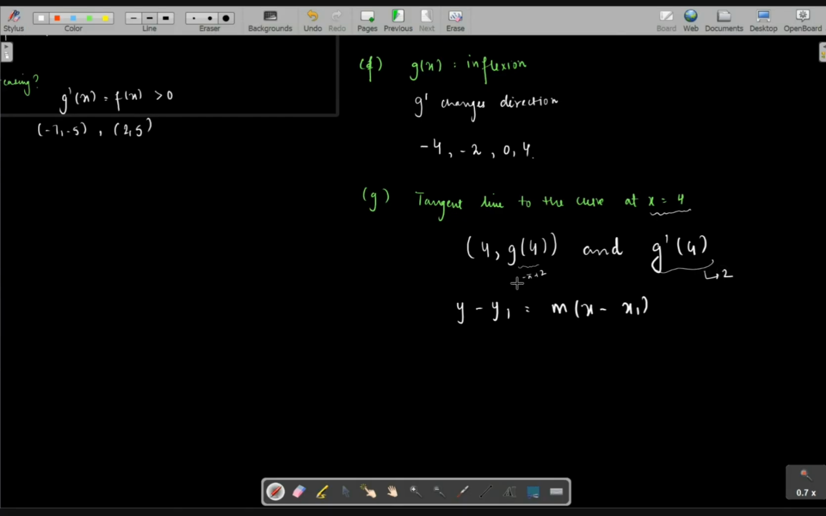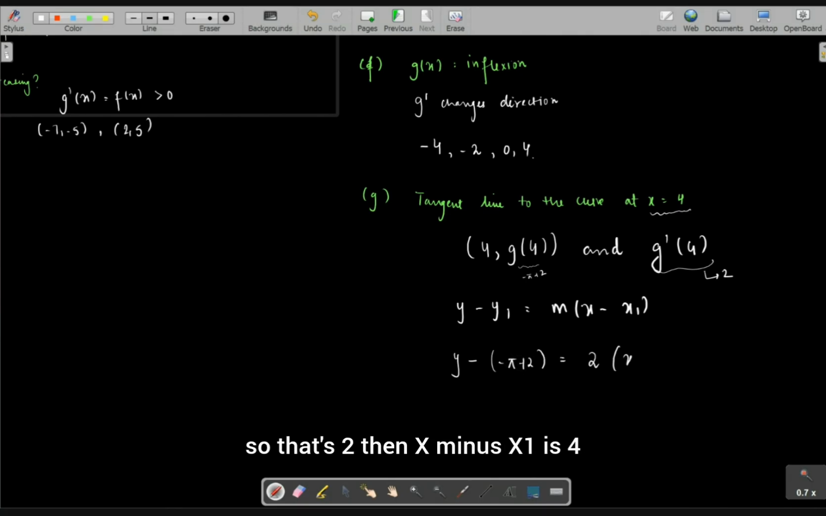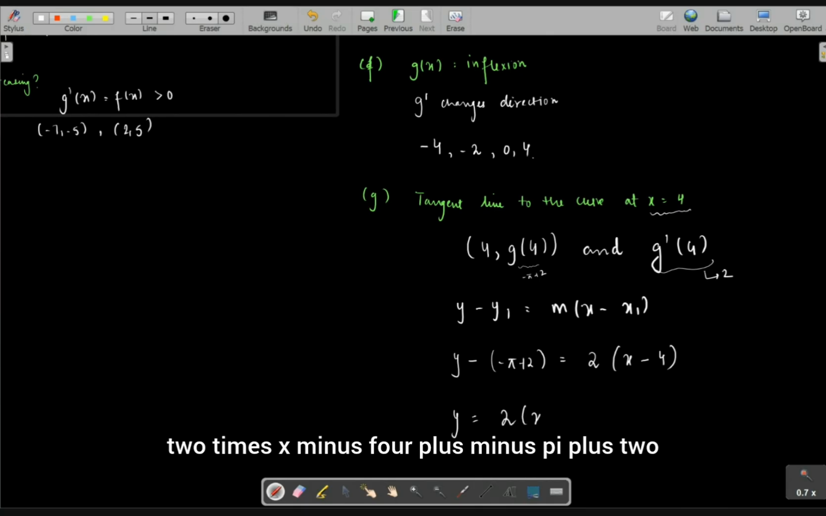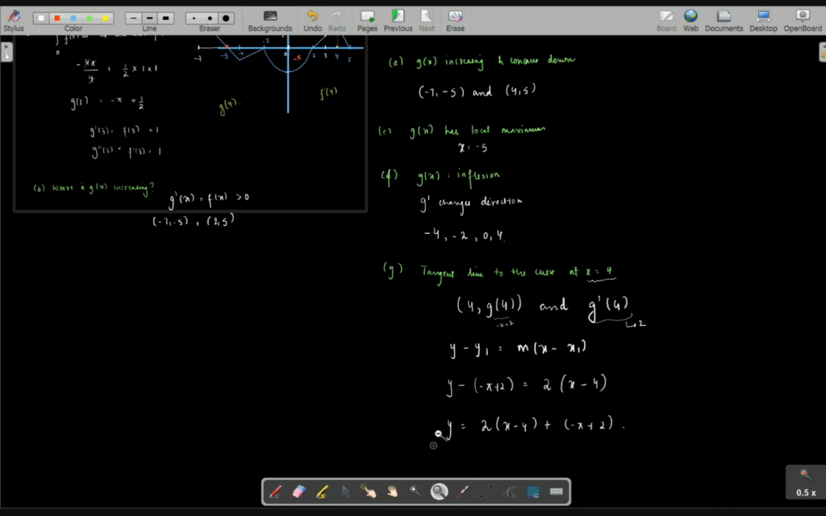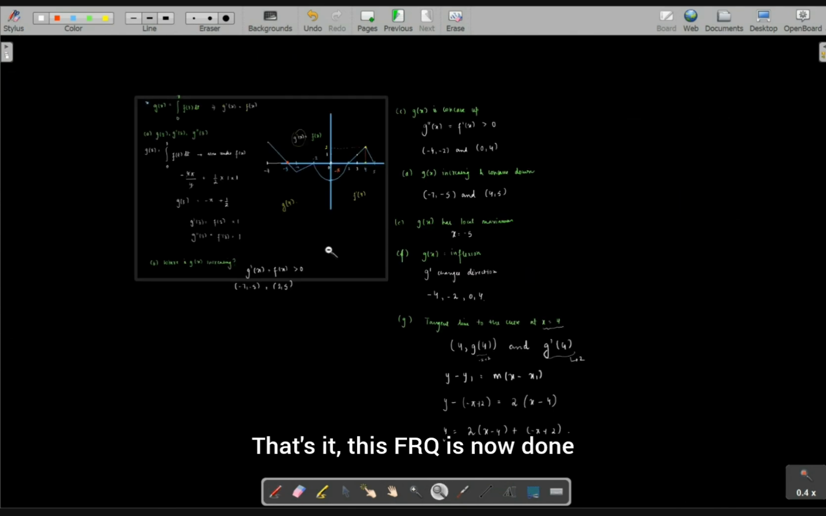So we can write the equation: y minus y1, which is minus pi plus 2, equals m, the slope, which is 2, times x minus x1, which is 4. So you can simplify. You will get y equals 2 times x minus 4 plus minus pi plus 2. That's it. This FRQ is now done.